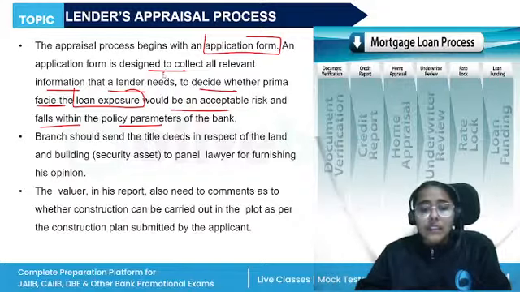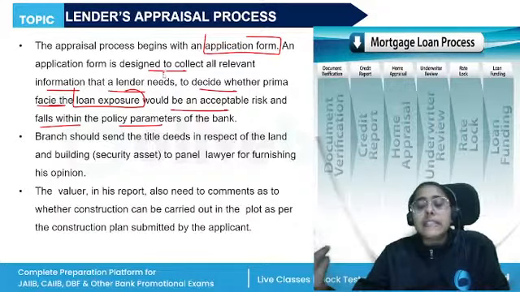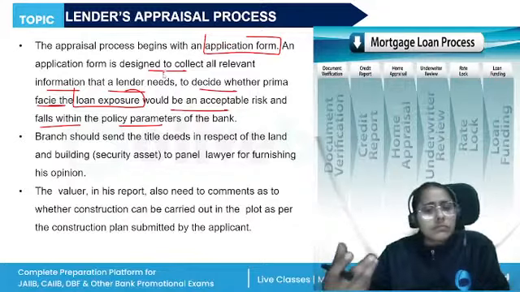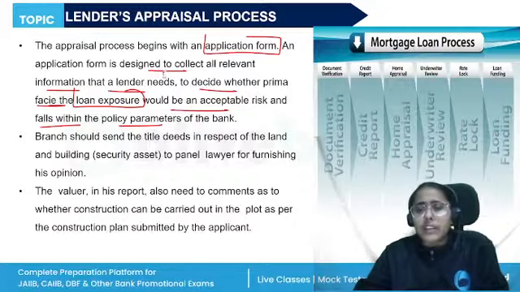Then the next step will be the documents that need to be submitted for availing a home loan. Like the duly completed application form, passport size photograph, then the proof of identity like the voter ID, passport, driving license, the OVD, PAN and the Aadhaar card, and proof of residence. If a non-salaried individual, then the proof of business and so on.